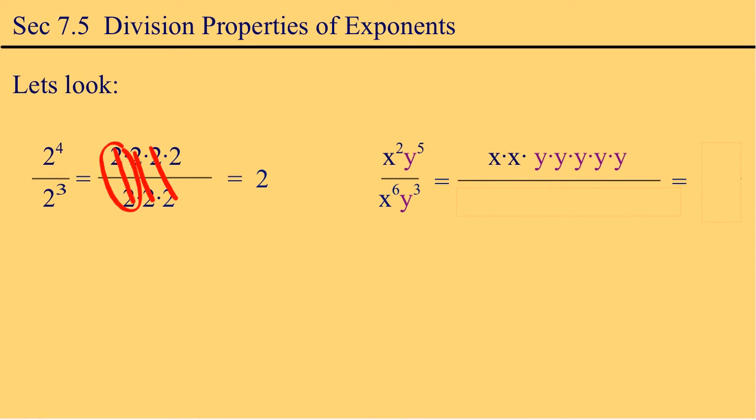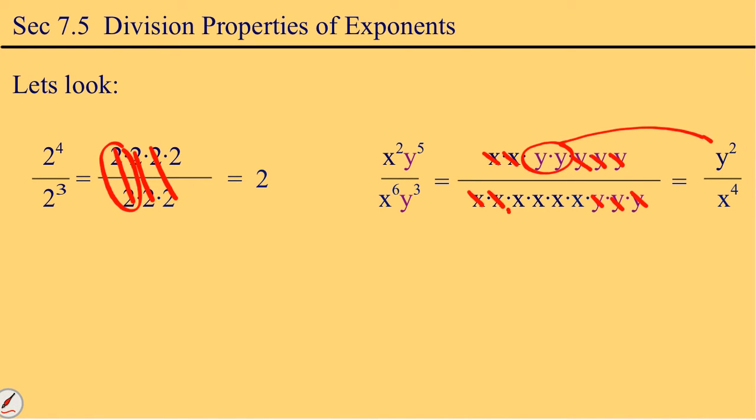On the top, if we expanded this, we'd have 2 x's and 5 y's, and on the bottom, it would look like that. We could cancel out 2 of the x's would cancel. And on the y's, 3 of them would cancel. What that leaves me left with is y squared x to the 4th over x to the 4th. Y squared is on the top, and the x to the 4th is on the bottom.